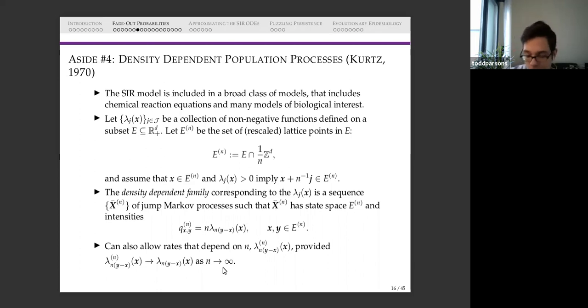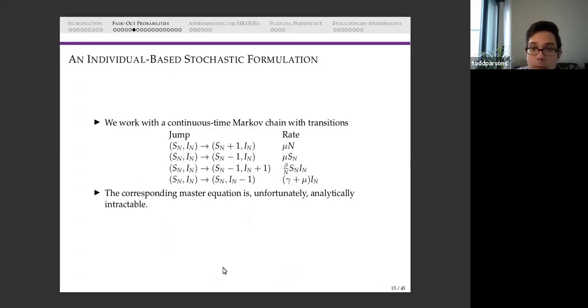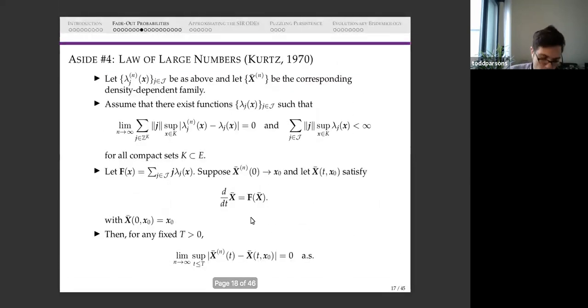And so again, what makes it a density-dependent population process is that the rates only depend on the densities, up to the fact that they're multiplied by this scaling factor n. And to go back to my slides before, if I were to rewrite these in terms of the densities, I would have n times mu, where mu is independent of density. I could write the rate of death as mu times n times the density. So again, it's n times something which depends only on the densities, and so forth.